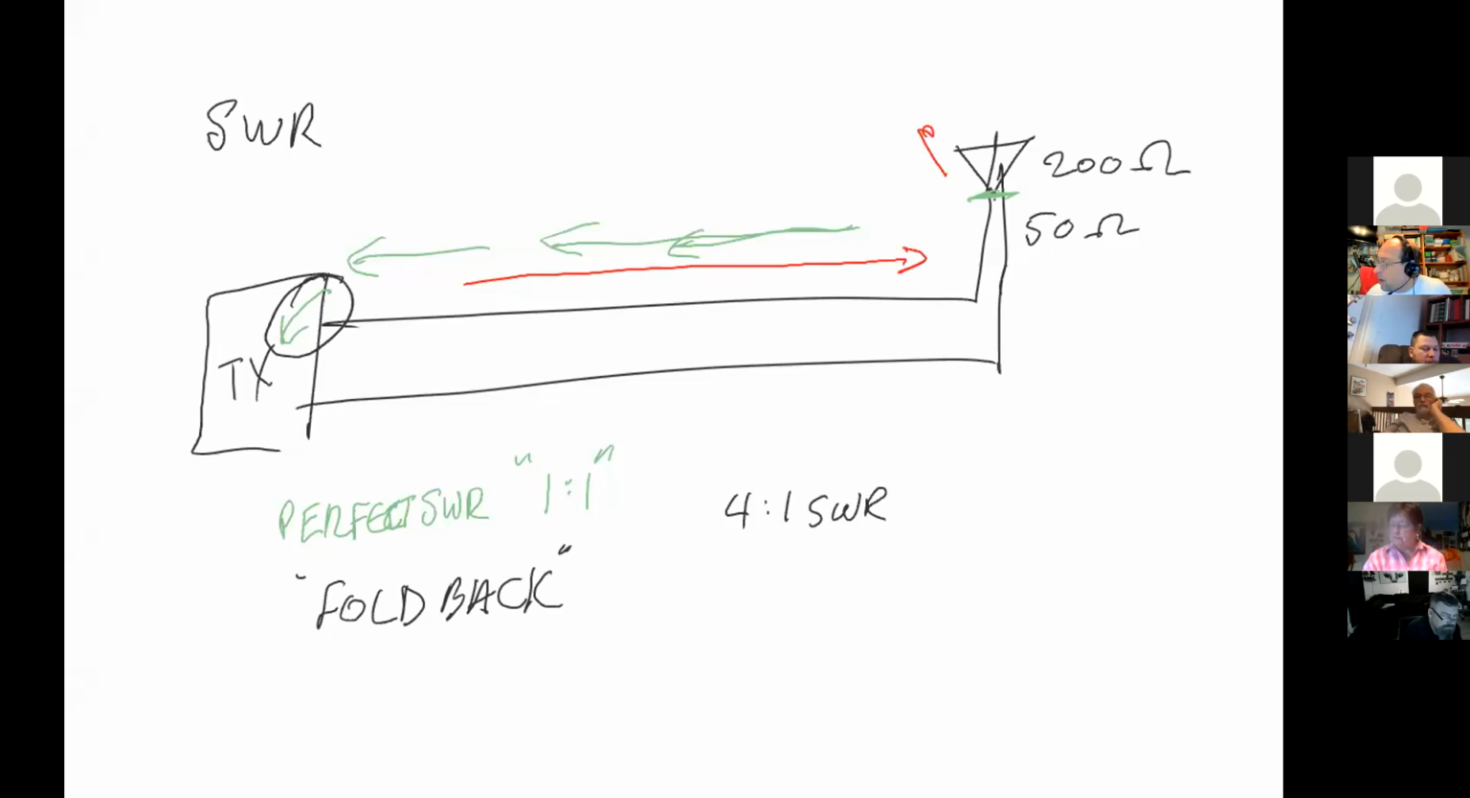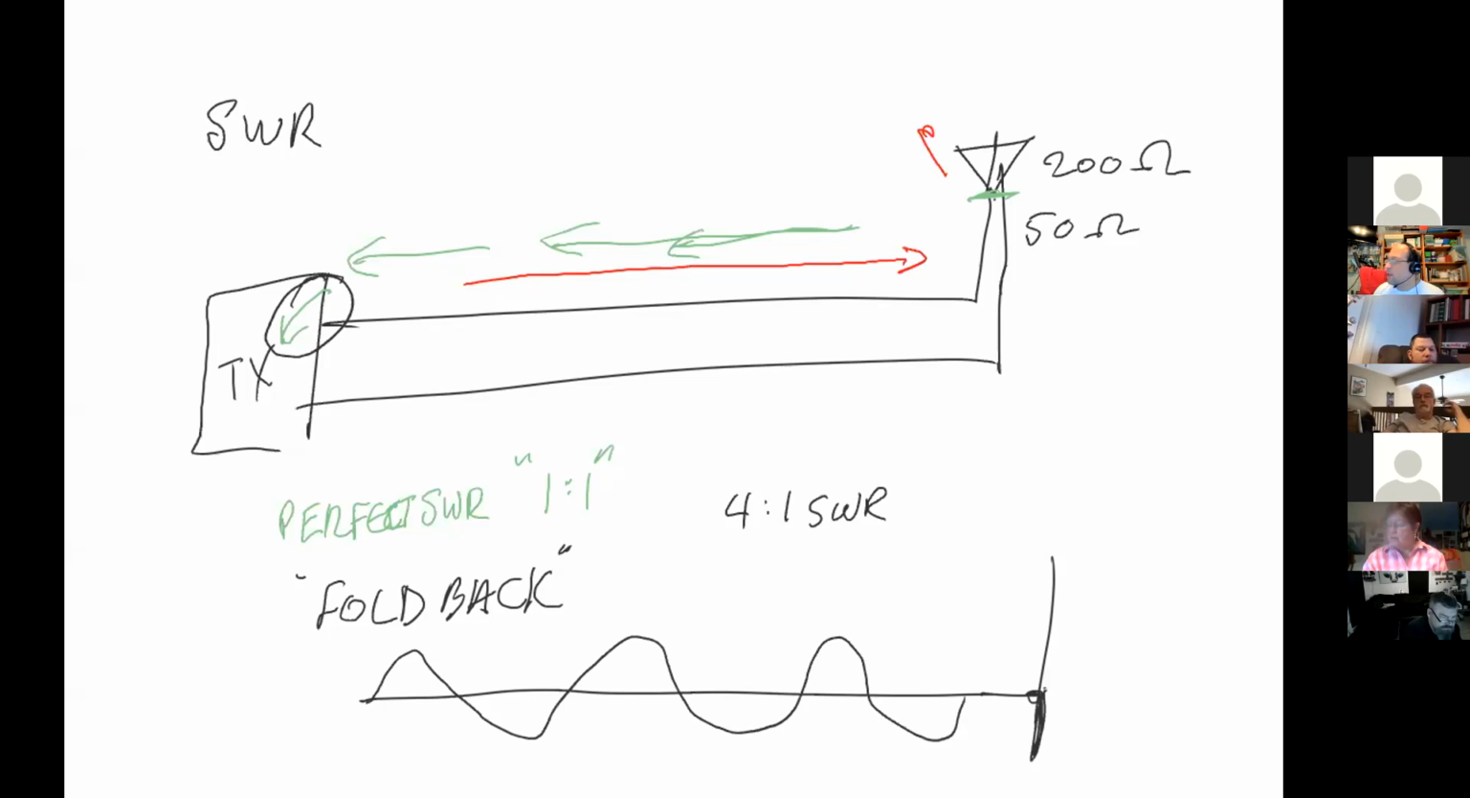So, let's say you have... let's go back to... and you can actually try this. Let's take a jump rope and tie it to a doorknob, and you whip the jump rope. What happens when it gets here? What happens to the energy?